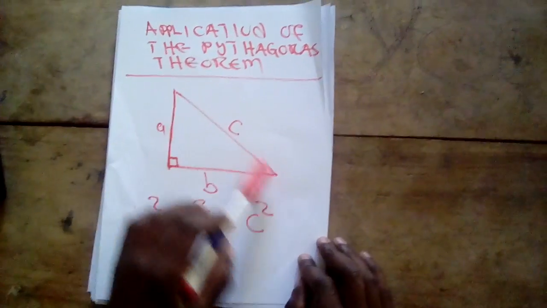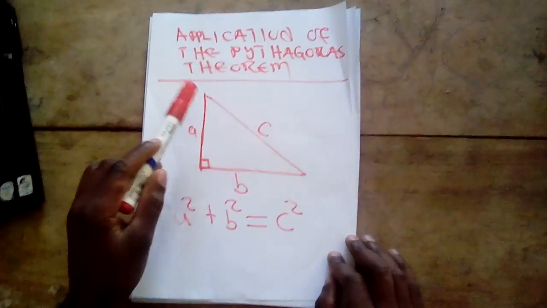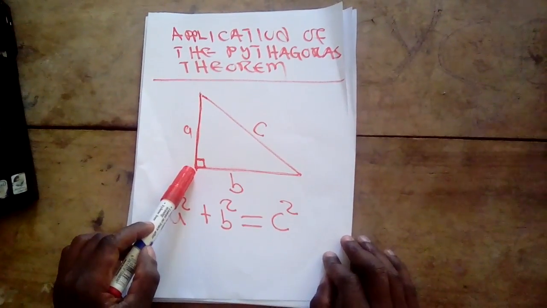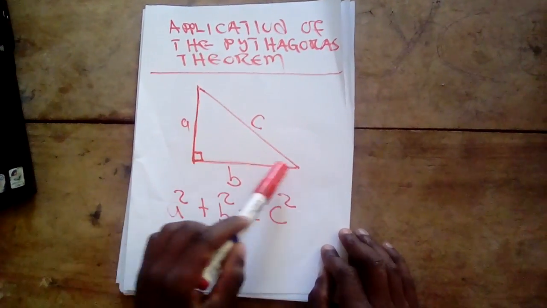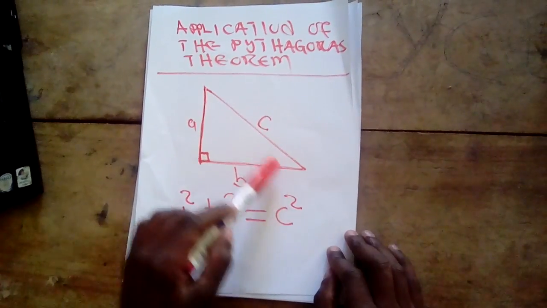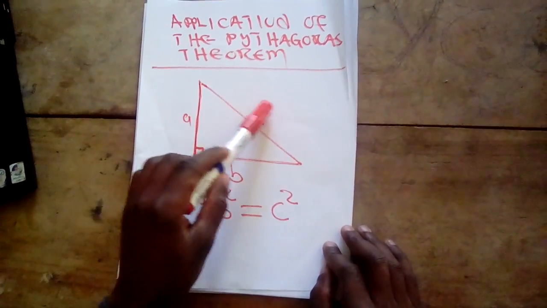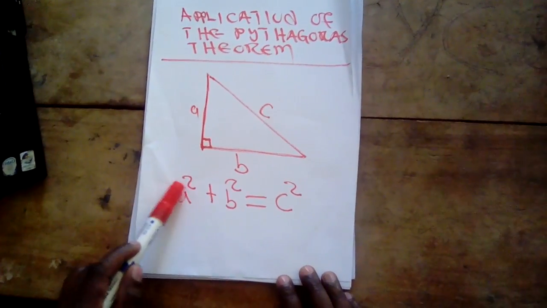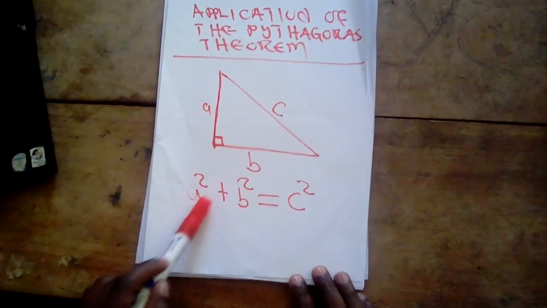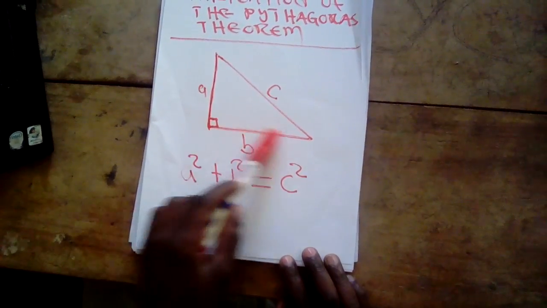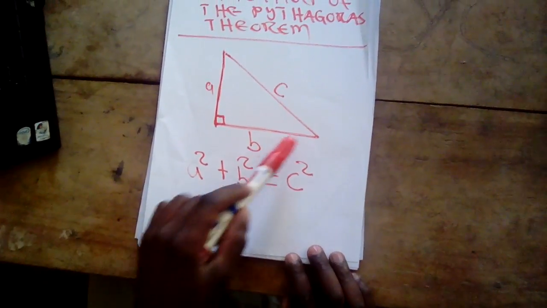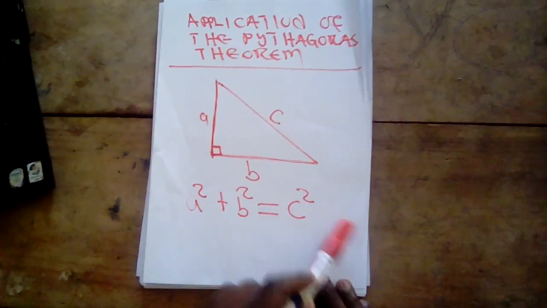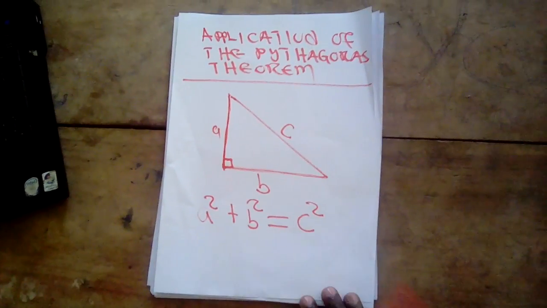The Pythagoras theorem states that the sum of the squares of the two adjacent sides is equal to the square of the hypotenuse side. So the square of the first adjacent side plus the square of the second adjacent side equals the square of the hypotenuse side. This is the Pythagoras theorem.